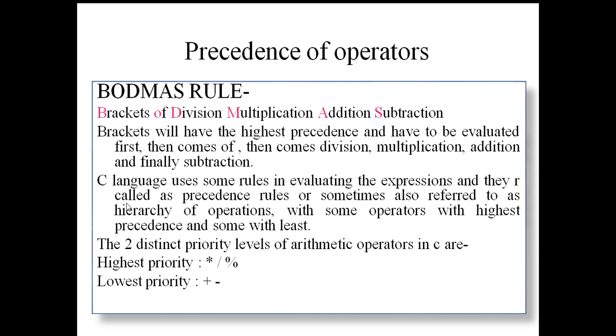C language uses some rules in evaluating expressions, and they are called precedence rules, or sometimes also referred to as hierarchy of operations, with some operators having highest precedence and some the least. The two distinct priority levels of arithmetic operators in C are: highest priority, multiplication, division, and the percent symbol, and lowest priority, plus and minus. So this is the precedence of operators.